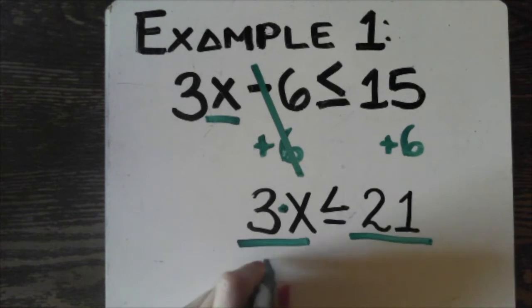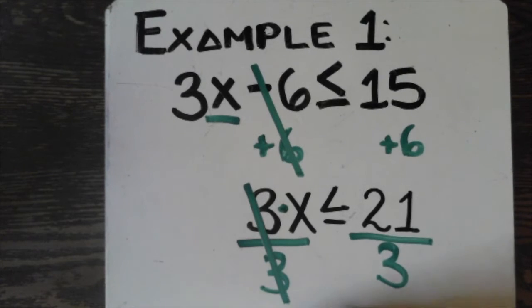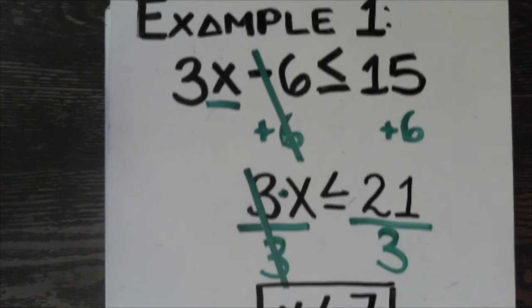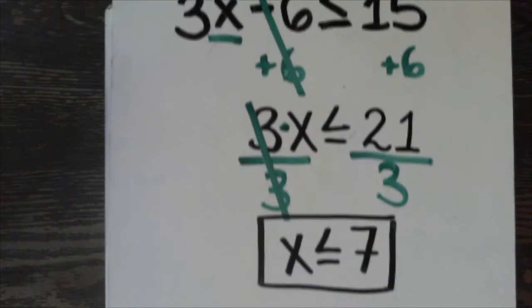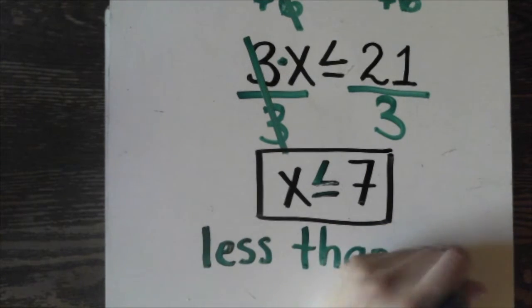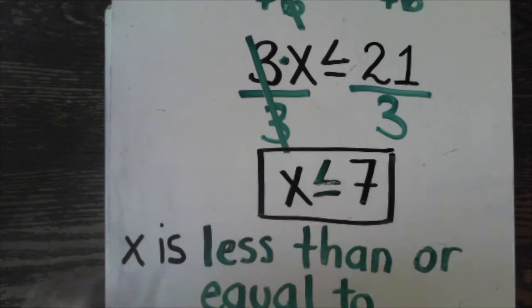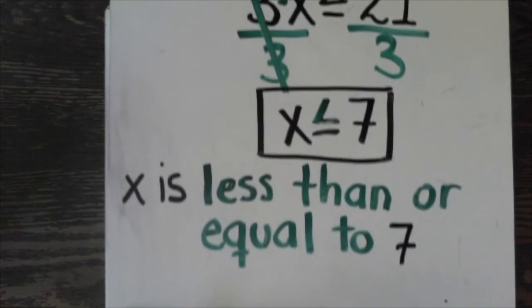I then divide by 3 on both sides because I remember that 3 and no symbol next to an x means multiplication and the opposite is division. And I am left with 21 divided by 3, which is 7. This expression reads as x is less than or equal to 7. And now I can create my number line.